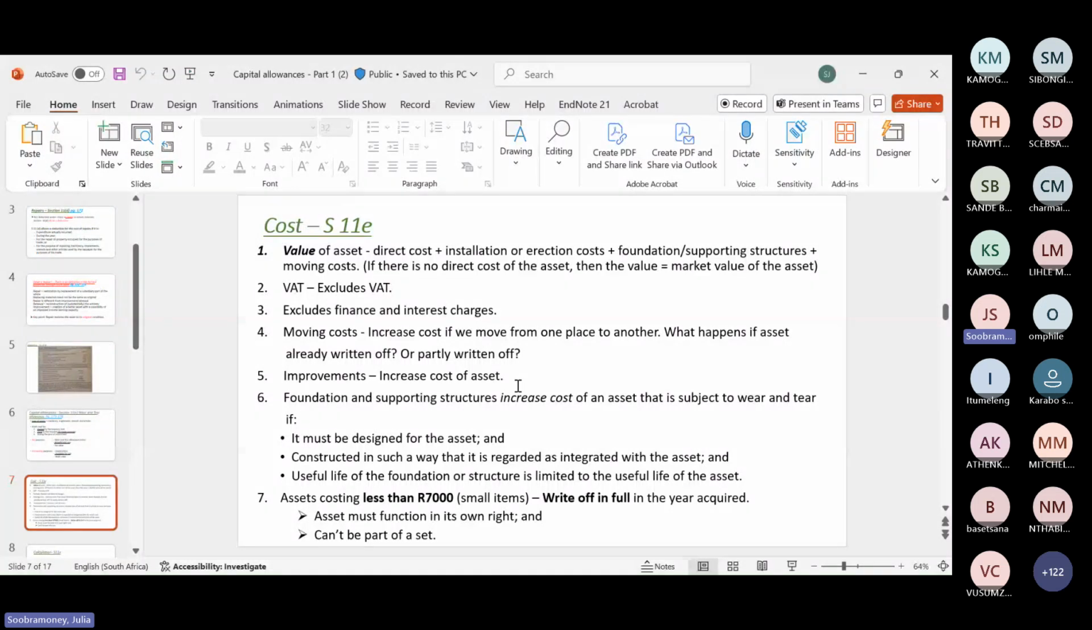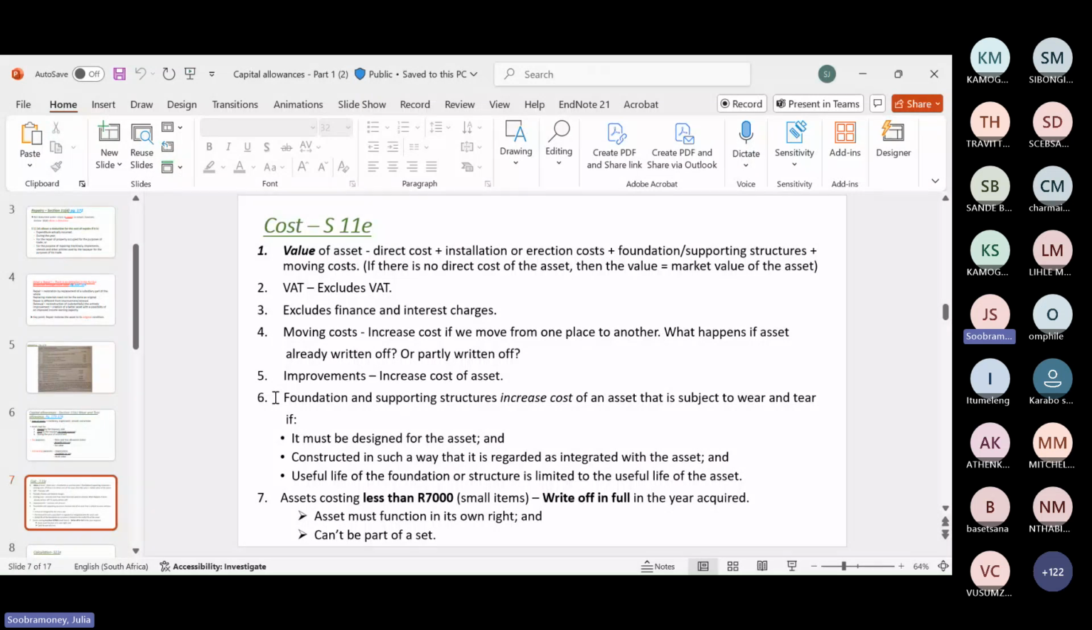Foundation and supporting structure will increase the cost of an asset that is subject to wear and tear if... Okay, so this is an important one. A lot of times an asset needs a foundation in order to work, or a supporting structure. Now, if you're going to make a special structure for this asset, and you are going to say, oh, SARS, we believe that this structure is part of this asset, you need to prove that. So in order for this asset to work, it needs the structure to be in place. So you'll have to prove that, right?